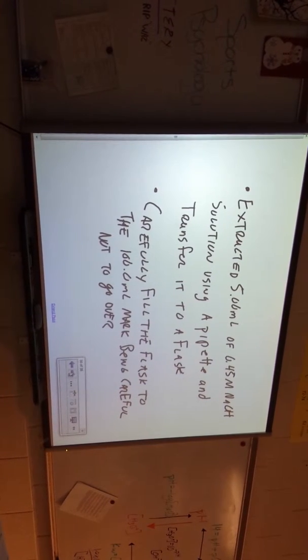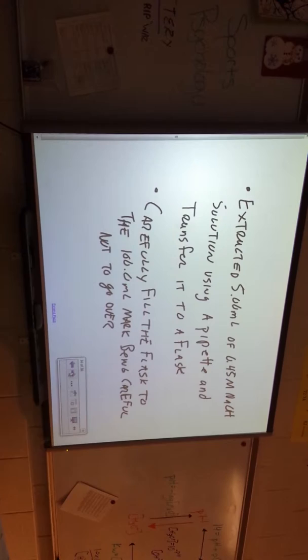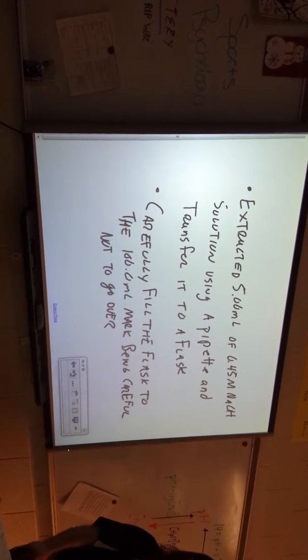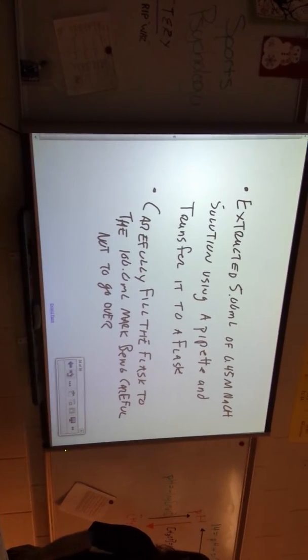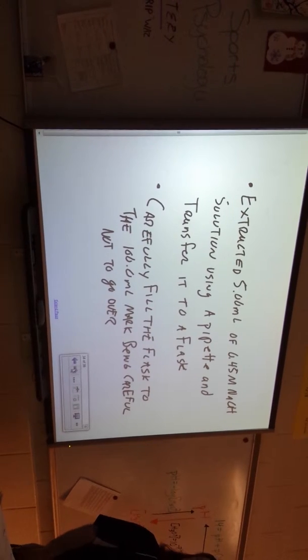Yes. Okay, so if you extract 5 milliliters, it still means there's 0.45 molarity in there? Yes.